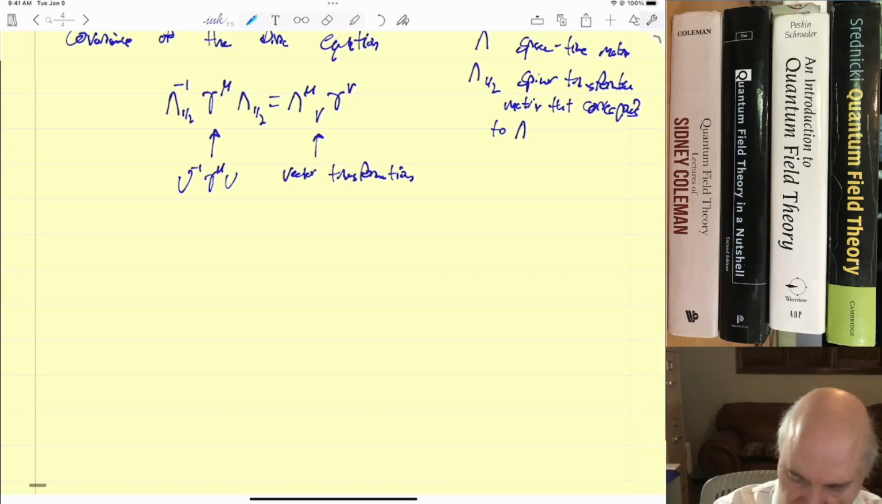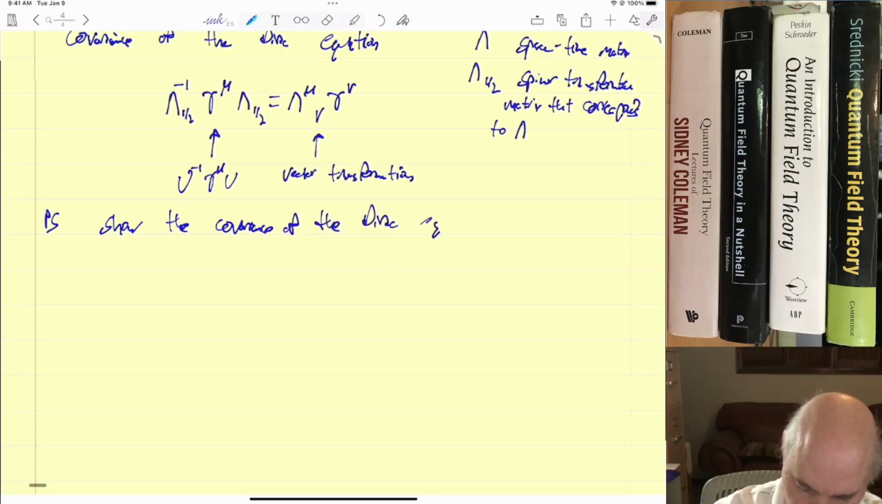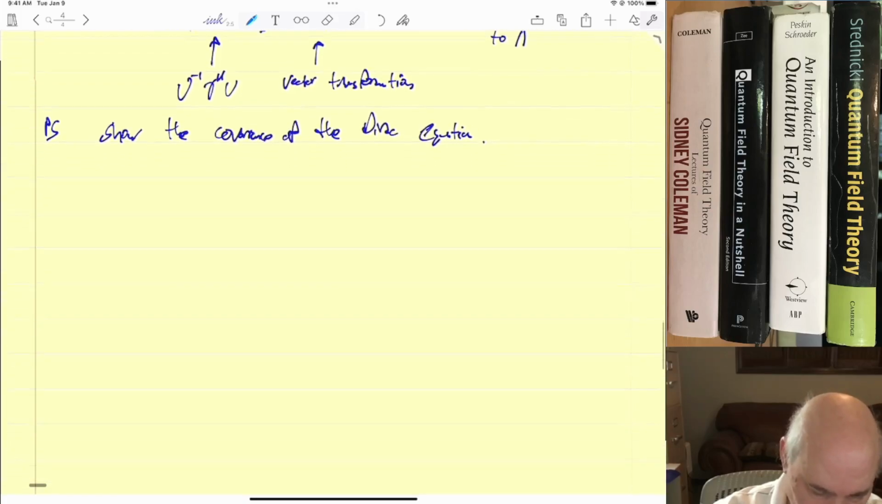Now, P&S show the covariance of the Dirac equation, and I'm going to show it. They put in most of the steps, but they leave out one tricky step. It's not really that tricky, but I'm going to put it in just in case you got stuck there like I did for a while.